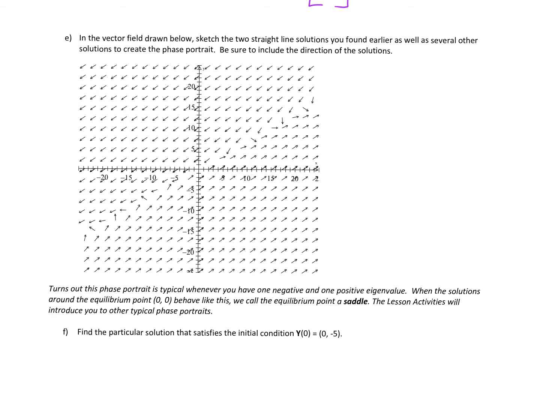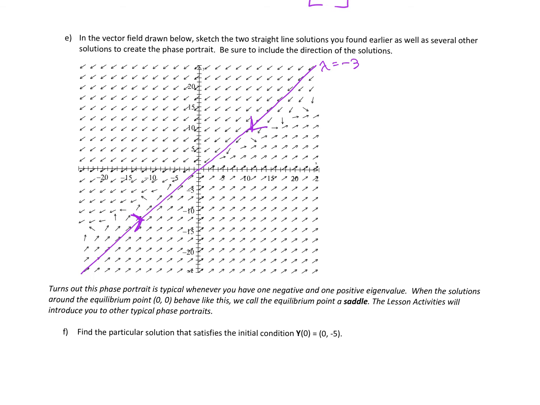Okay, in the vector field, we want to sketch the two straight line solutions. So one was 1, 1, or 5, 5, or 10, 10, right? Any eigenvector that satisfied y equals x. We connect that to the origin. And that eigenvector was associated with lambda equals -3. So the arrows point towards the origin, which is confirmed by the vector field.